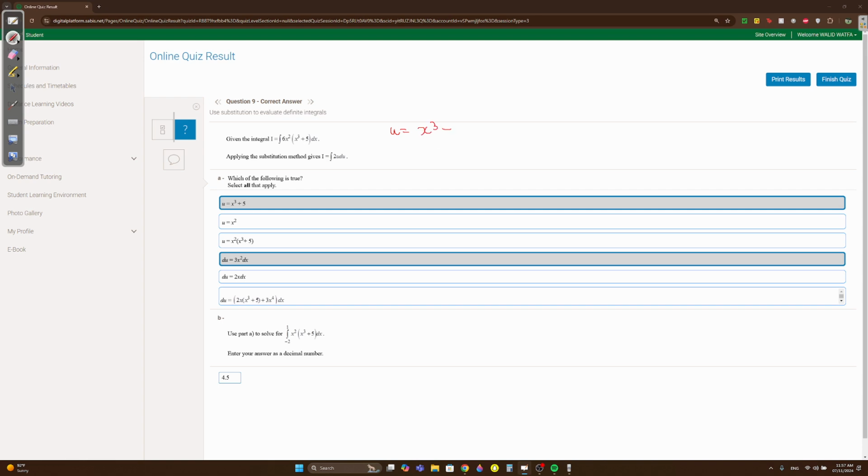So u is x cubed plus 5. And then solve normally. You always differentiate. So it's going to be 3x squared, and you say du is u prime dx. So du is 3x squared dx. And for that reason, we're going to say dx is equal to du over 3x squared.